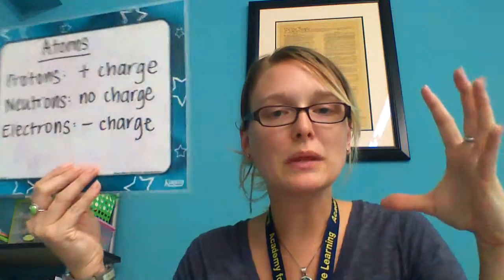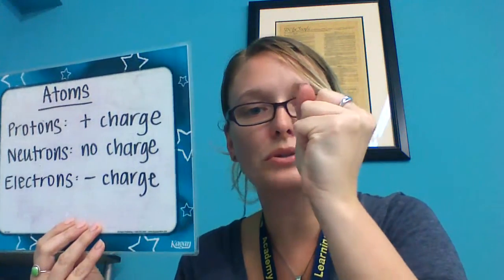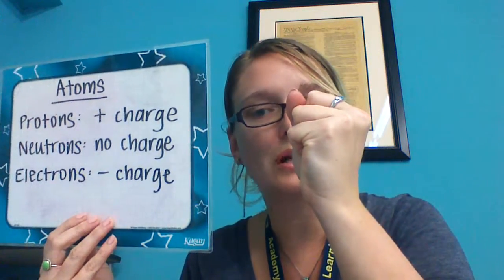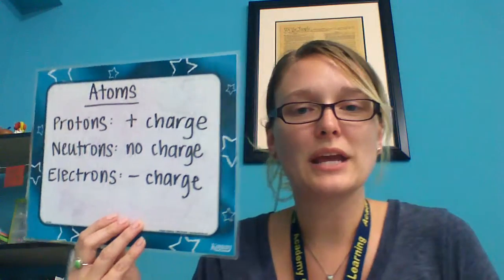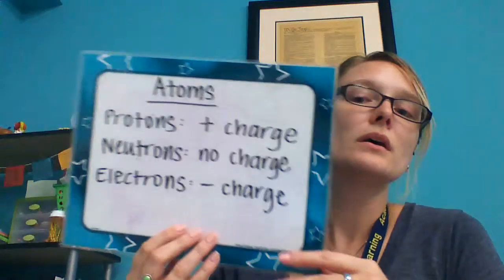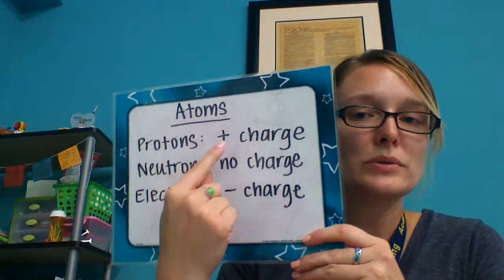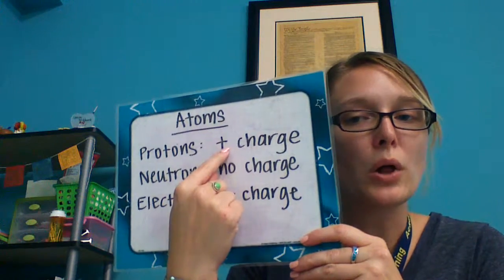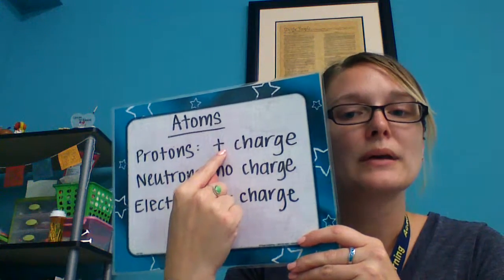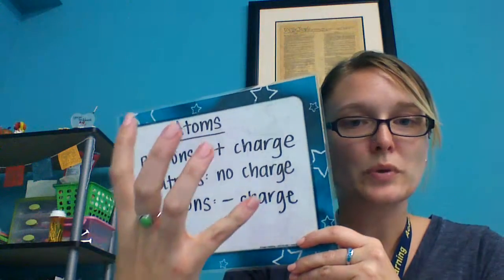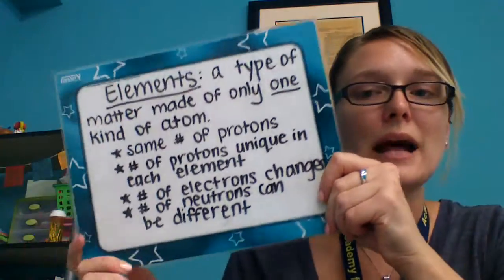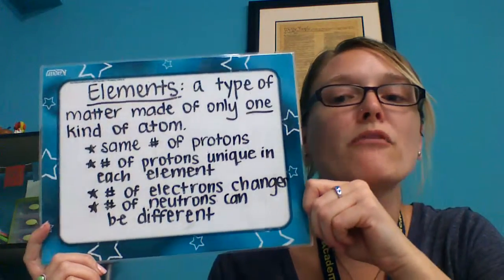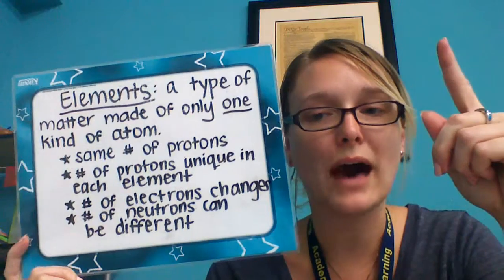So you can picture an atom like a circle, and in the center of that circle is the nucleus with protons and neutrons, and around it are electrons moving around with their negative charge. So protons would be the smallest part of an atom, then the nucleus would be a bigger part, and then we get even larger. We think about an element. An element is a type of matter made up of only one kind of atom.